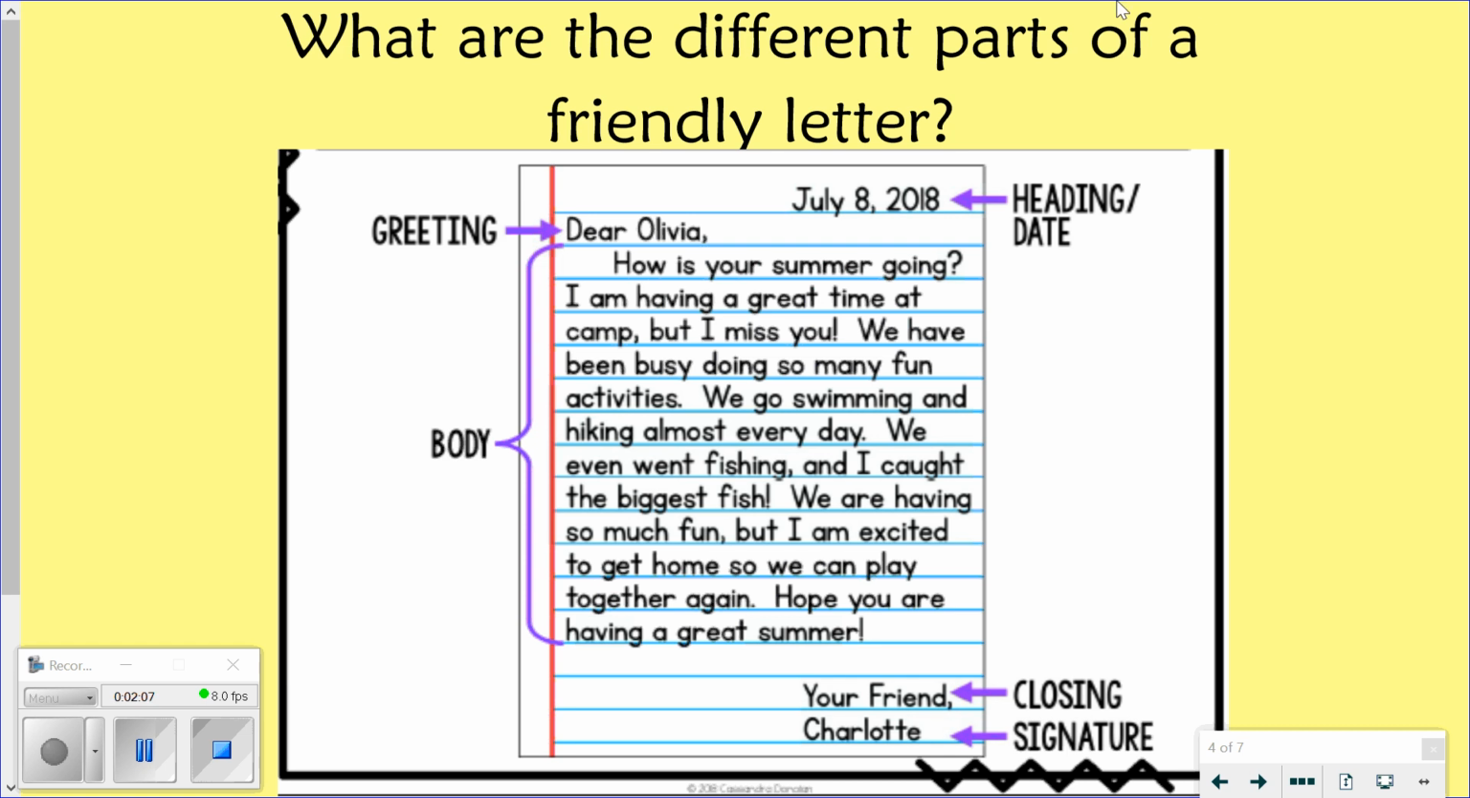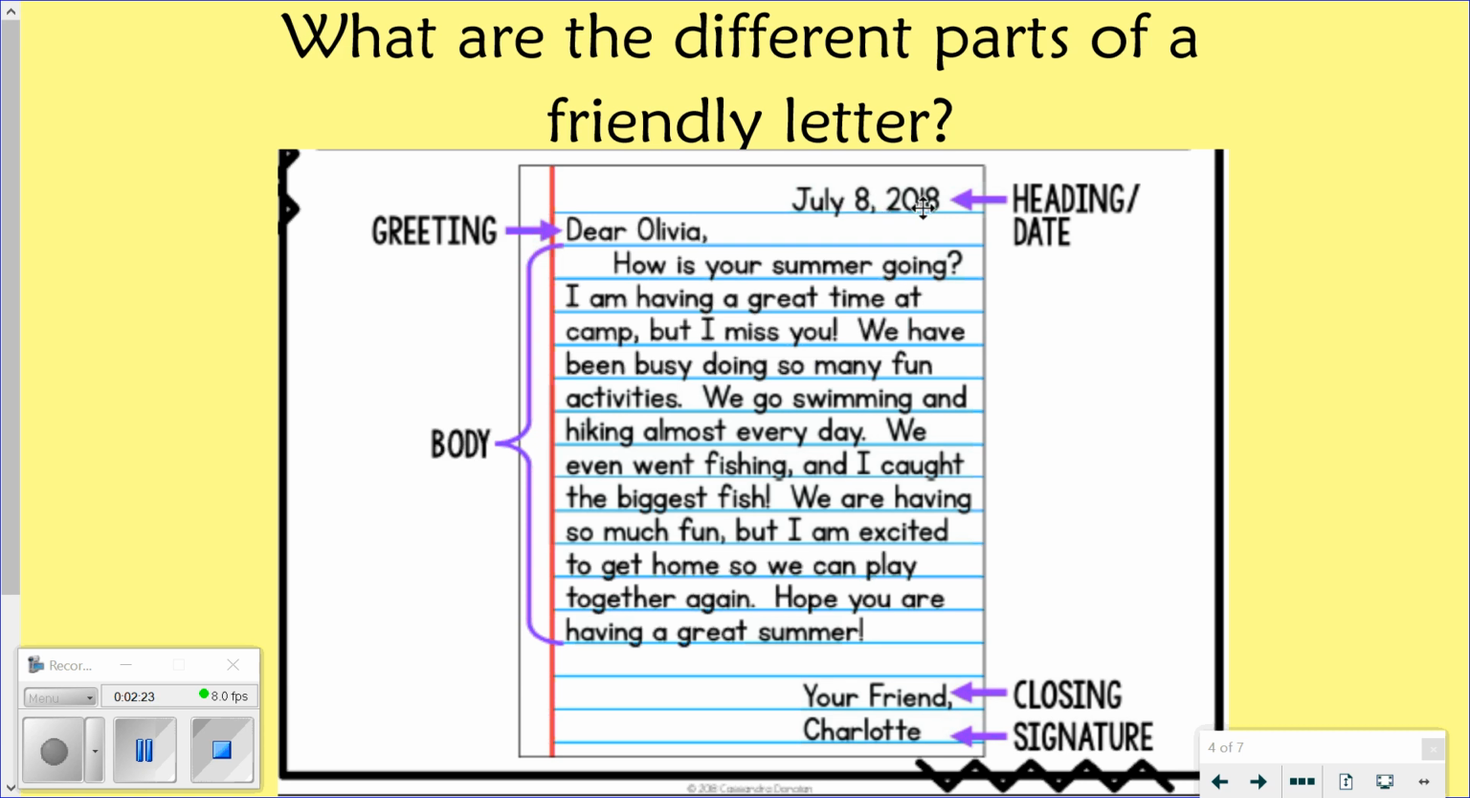What are the different parts of a friendly letter? Just like the narrative stories that we write, they have different parts. Letters also have different parts. And so these parts have been pointed out with arrows. So up at the top of your paper, you put the date.